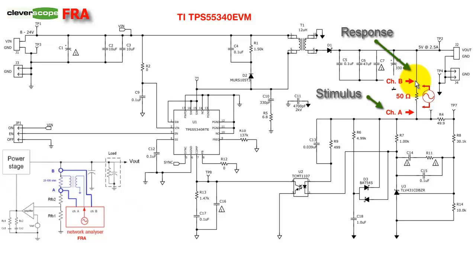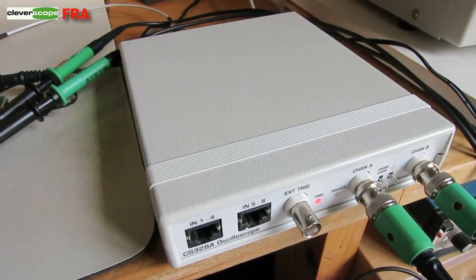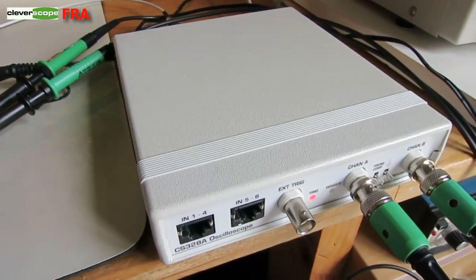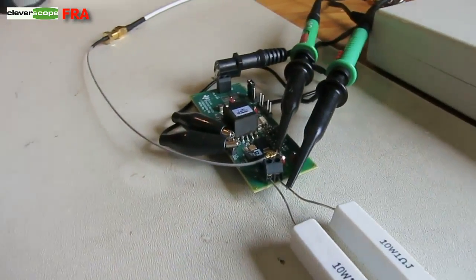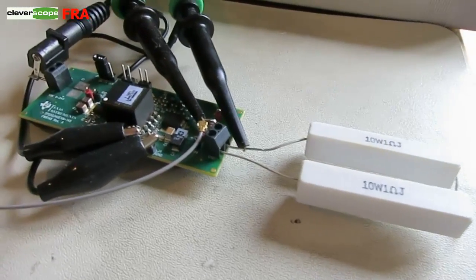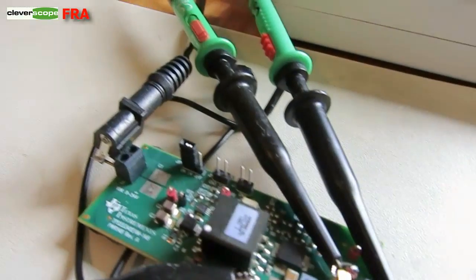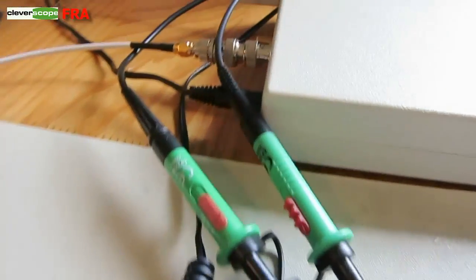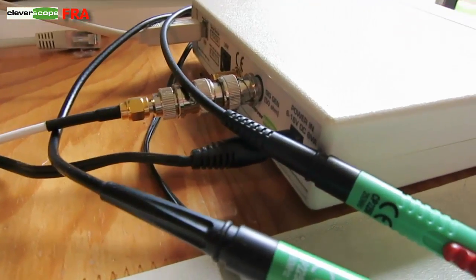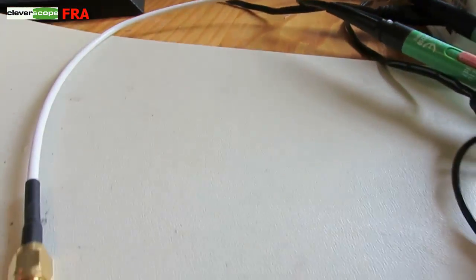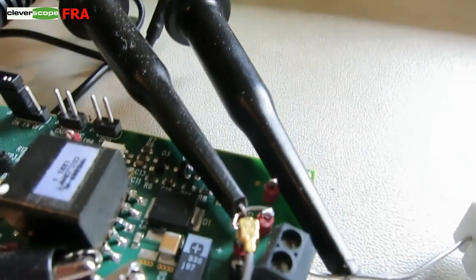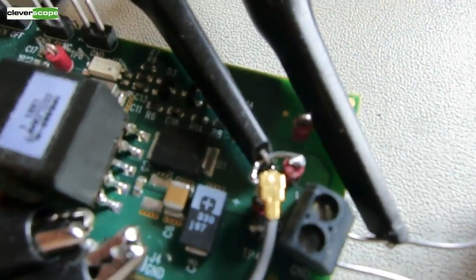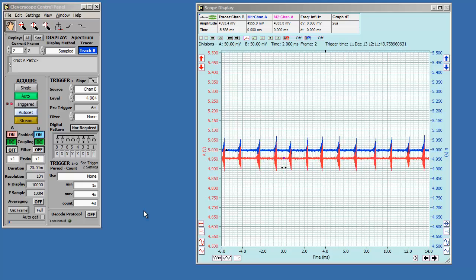Okay, let's see how this performs in real life. Here's the setup. This is the Cleverscope. It's connected with the two channels to the EVM, which has got a 2 ohm load, and the signal is injected using the CS701 coming out the back. I've got this coming in via a small little cable so it doesn't take up too much room into the injection point. We've connected up the Cleverscope to the EVM and now we're capturing it.